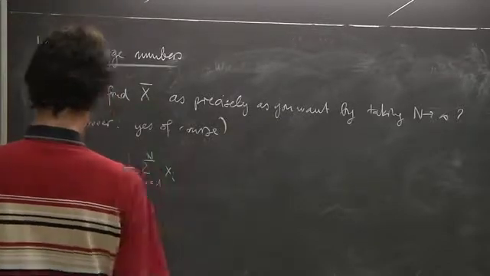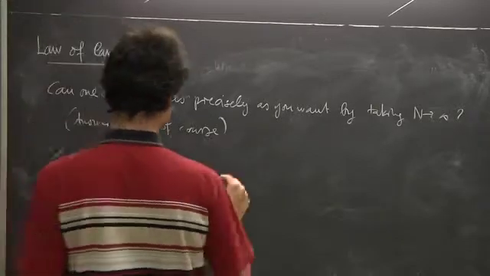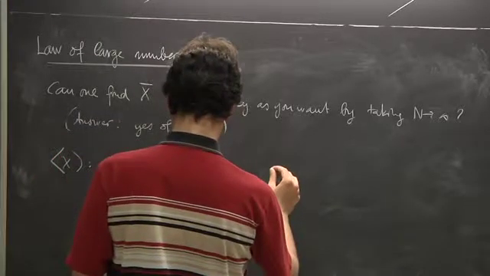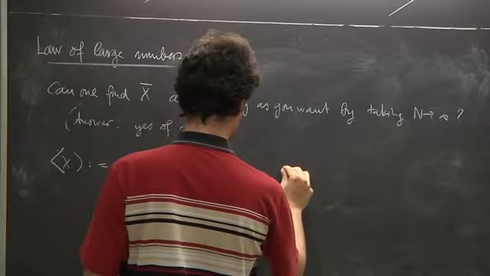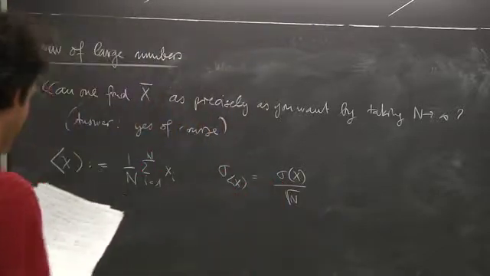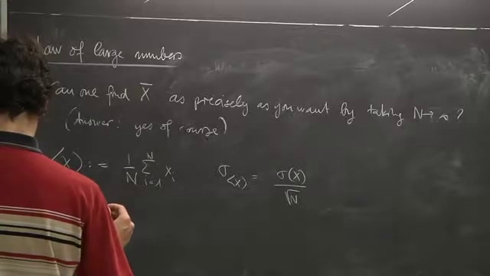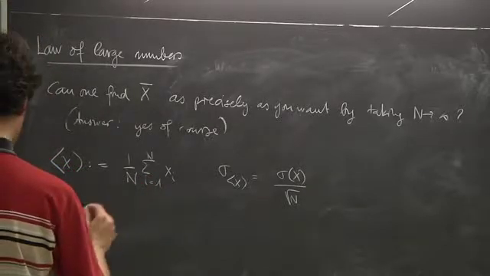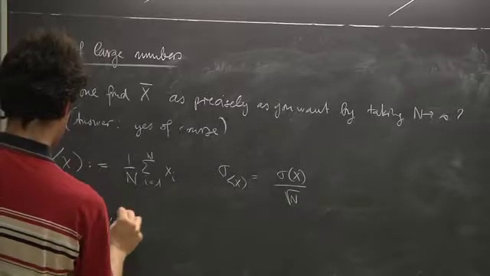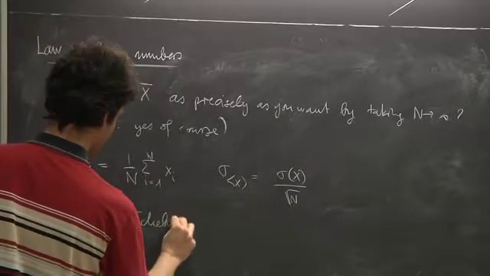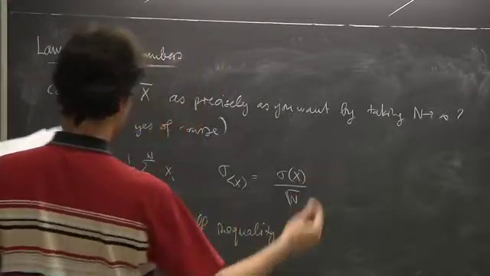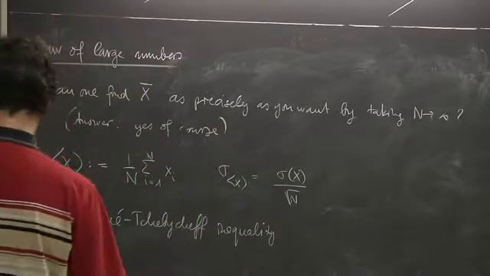So let's again consider our estimator of the average. What we showed is that the sigma of this x average is equal to sigma of x divided by square root of n. Now there's a very simple theorem that you can prove, and that goes under the name of Bienaymé-Chebyshev inequality.